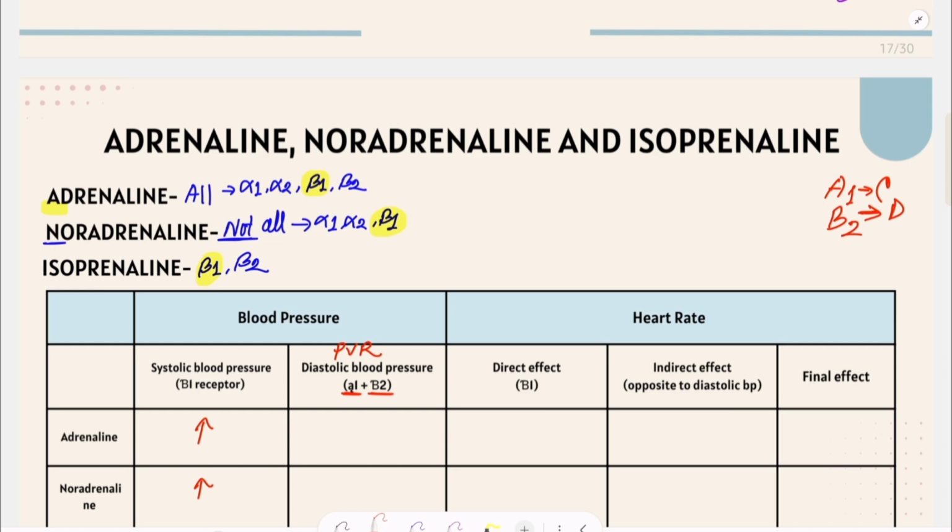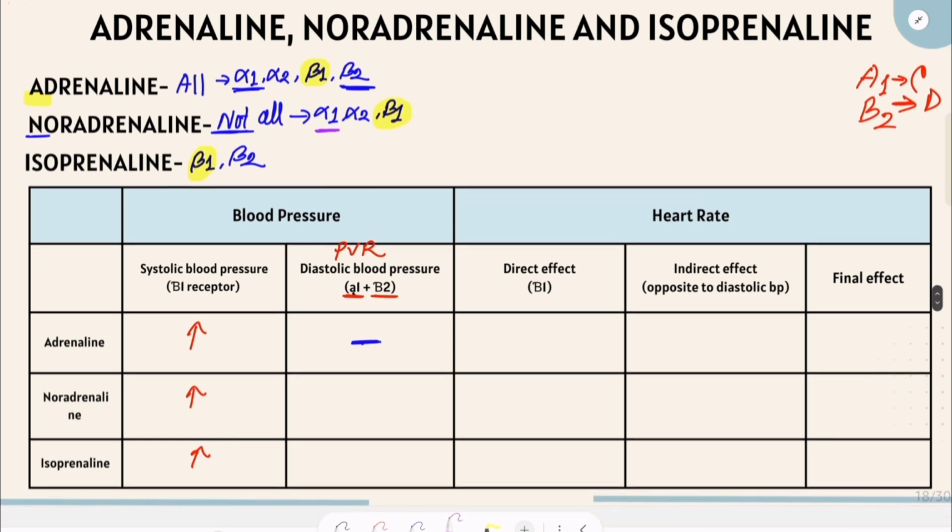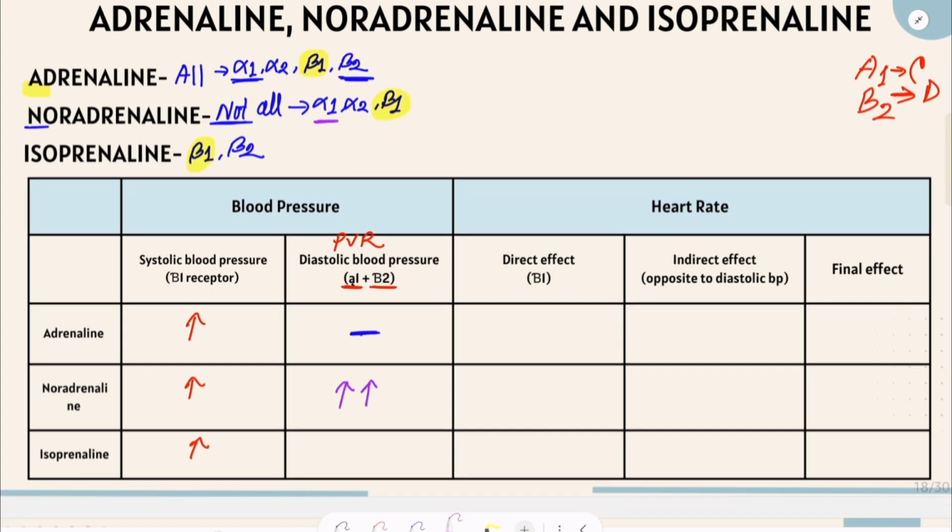If you see adrenaline, it stimulates both alpha 1 and beta 2 receptors. Alpha 1 will cause vasoconstriction and beta 2 will cause vasodilation. So the two will tend to cancel each other and the net effect will be negligible. On the other hand, noradrenaline stimulates only alpha 1 receptor. So stimulation of alpha 1 will cause vasoconstriction, and only vasoconstriction means it will increase the blood pressure.